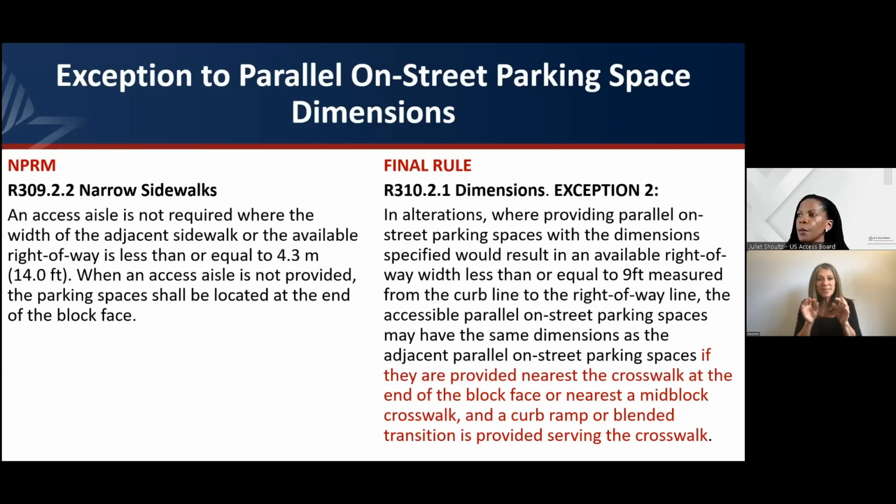In alterations where providing parallel on-street parking spaces with the dimensions specified would result in an available right-of-way width less than or equal to 9 feet measured from the curb line to the right-of-way line, the accessible parallel on-street parking space may have the same dimension as adjacent parallel on-street parking spaces if that accessible on-street parking space is provided nearest the crosswalk at the end of the block face or nearest a mid-block crosswalk, and there is a curb ramp or blended transition serving that crosswalk.